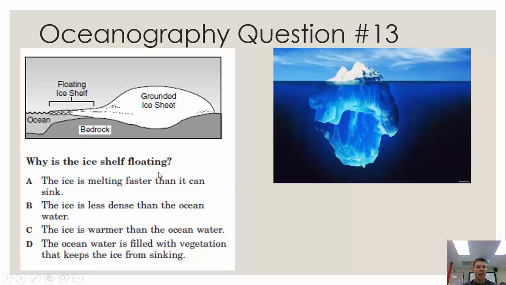Alright, so why is this ice shelf floating? The ice is melting faster than it can sink. The ice is less dense than the ocean water. Yes, B. B is our good choice here. The ice is less dense than the ocean water because it's made of fresh water.